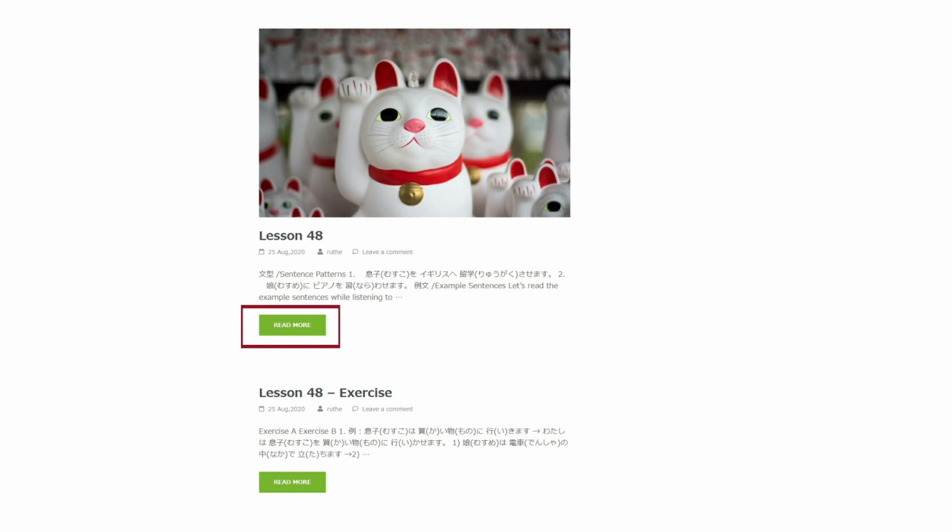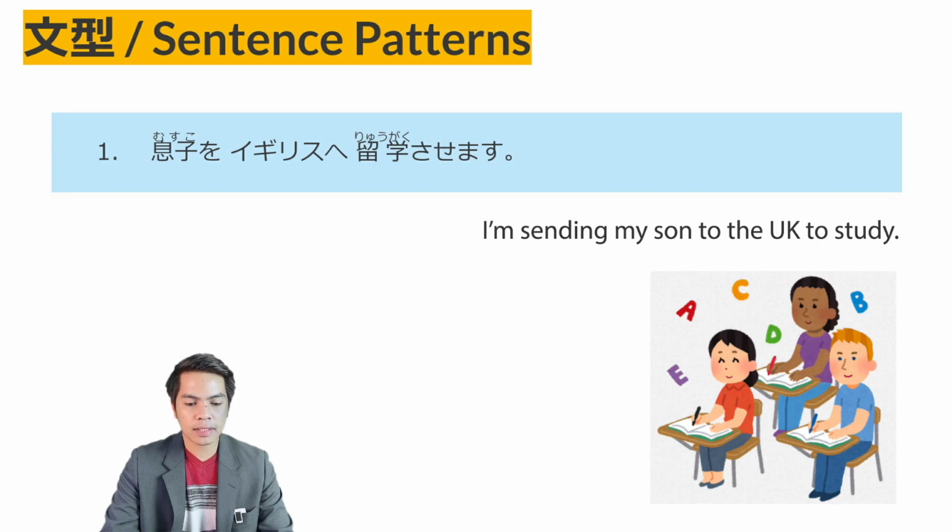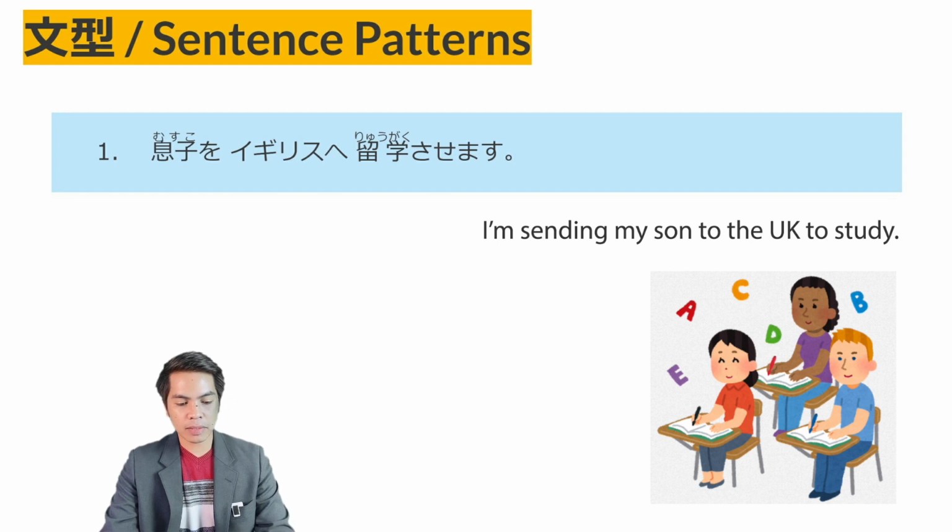Lesson 48, Sentence Patterns. Let's read sentence pattern number 1. Musuko o igirisu e ryogaku sasemasu. So, I'm sending my son to the UK to study. The verb used in this sentence is ryogaku shimasu, which means to study abroad.